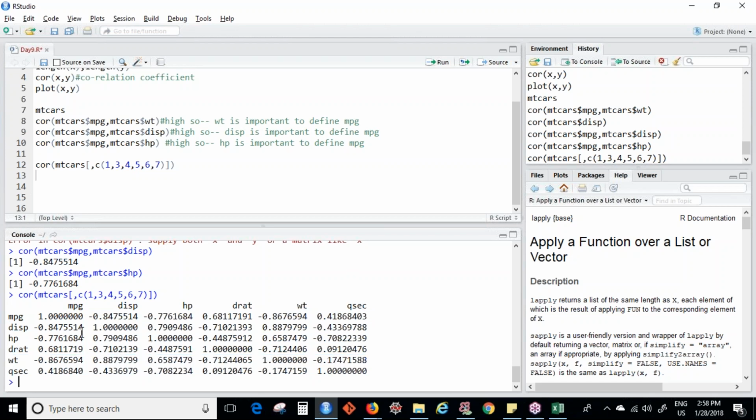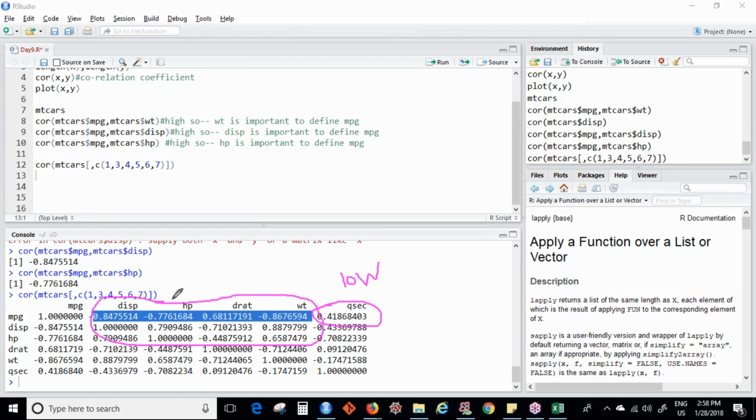So this tells us that we can use displacement, horsepower, diameter ratio, and weight to identify miles per gallon. But including Qsec probably is not a good idea. Okay, because Qsec is not very high. This has a low correlation, but these other terms are good for us because they all have high correlation. So this is good. Including Qsec in your linear model will not make much sense because the correlation is not high. Okay.